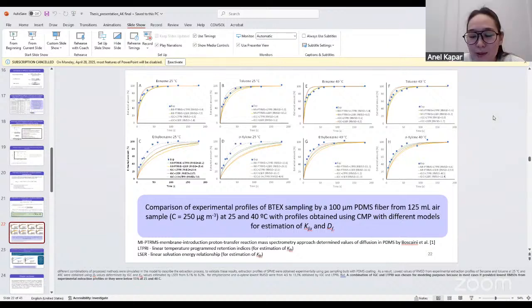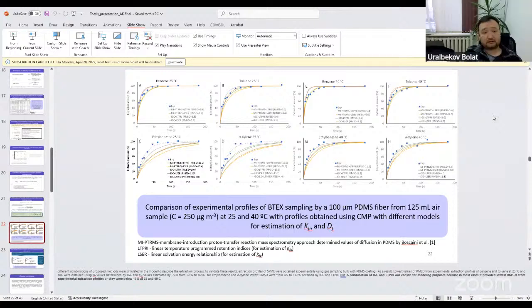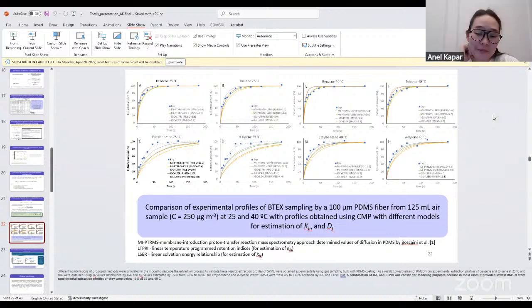Error bars, because we made experiments only in one replicate. Yeah, but even in this case, you need to estimate. I mean, okay?